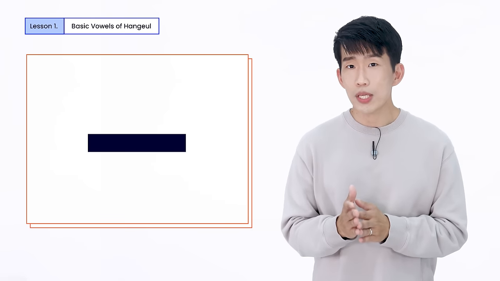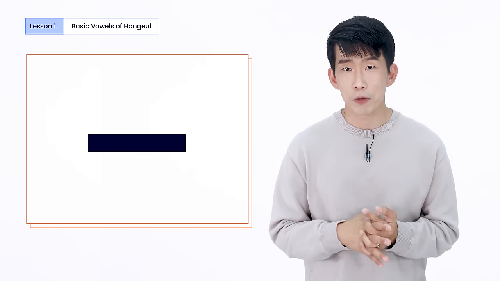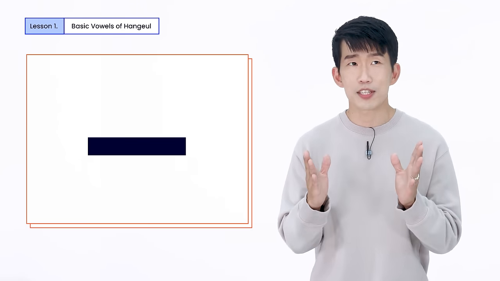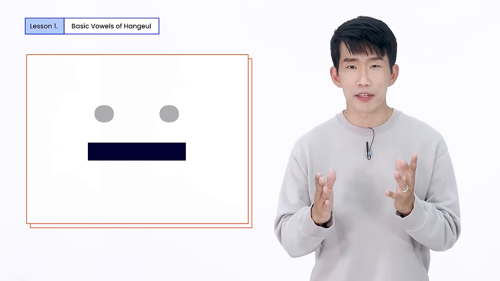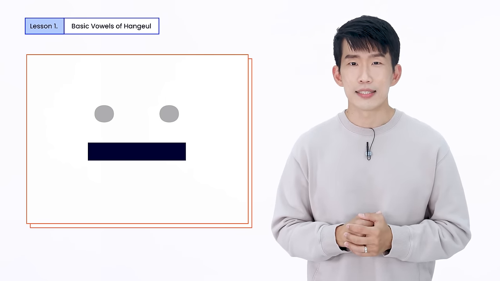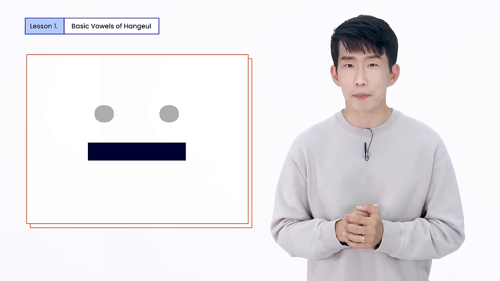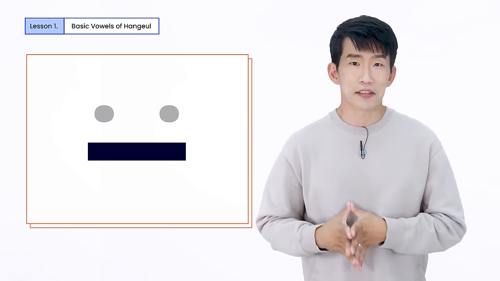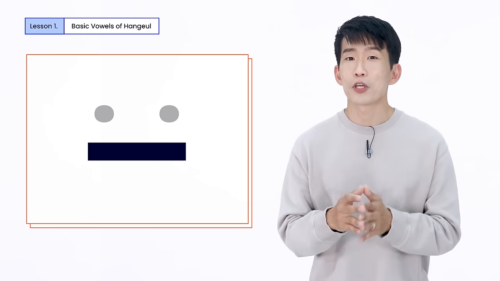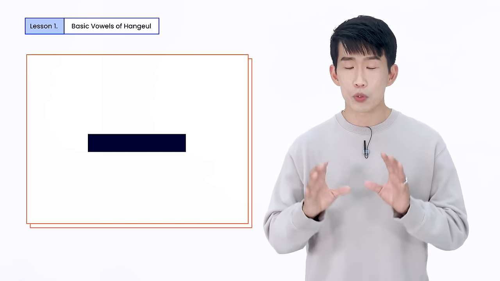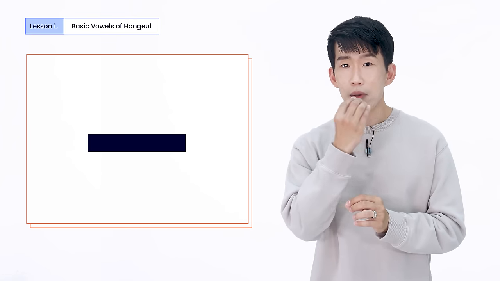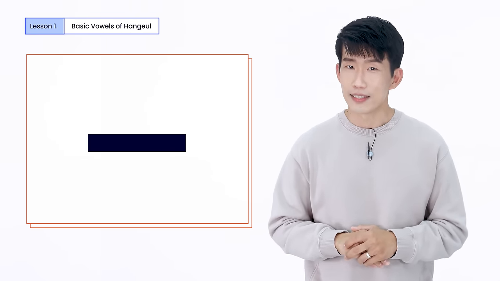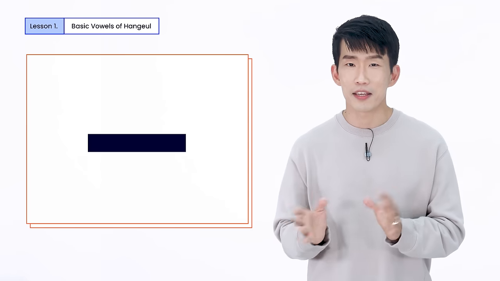One very easy way to remember the sound of this vowel is to imagine it as the mouth of an unhappy person. Just imagine two eyes above it, like that. You're not very happy about whatever it is you're seeing, so you go, like that. Now, in real life, you don't have to emphasize it so much, so just make the sound a little more comfortably. And you don't have to be unhappy about anything.